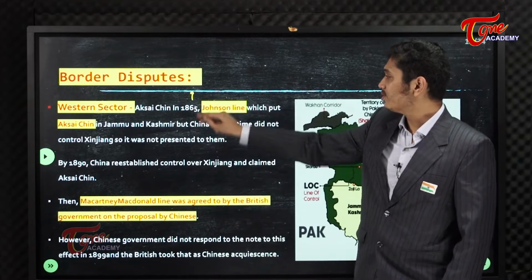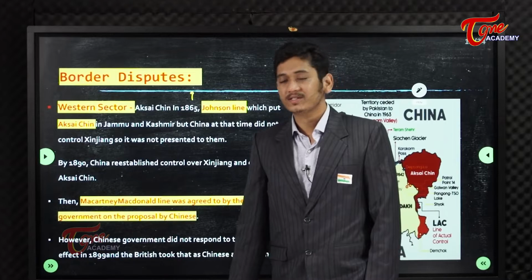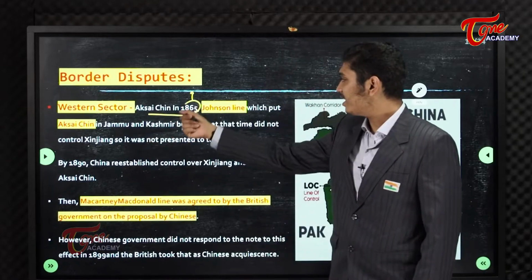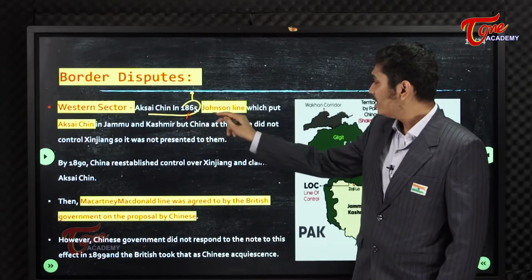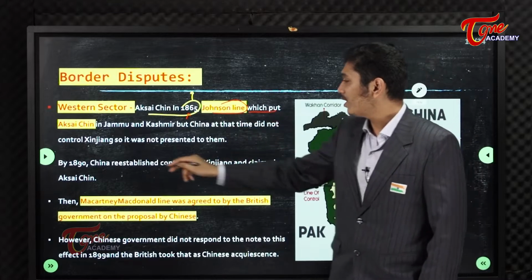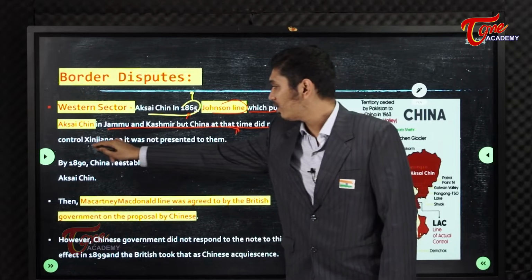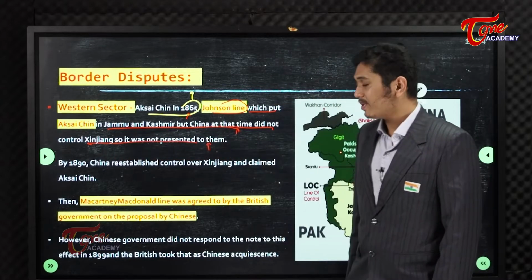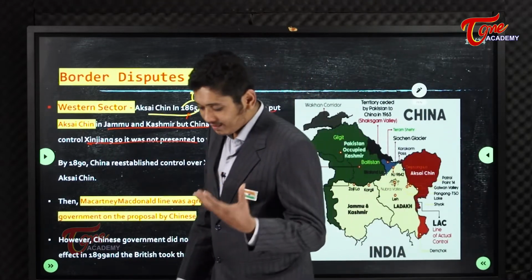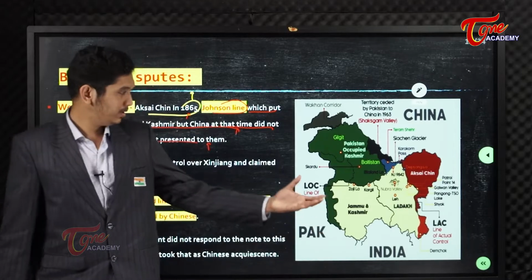So, border disputes. Now we will concentrate on the western sector. The Aksai Chin: in 1865, the Johnson Line put Aksai Chin in Jammu and Kashmir, but China at the time did not control Xinjiang, so it was not present there. What happened when Aksai Chin became a part of Jammu and Kashmir?